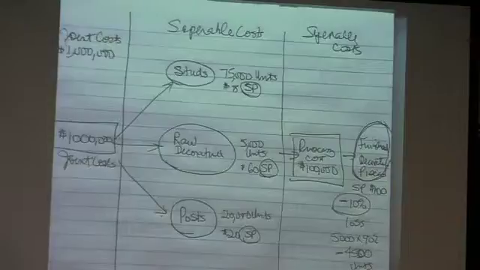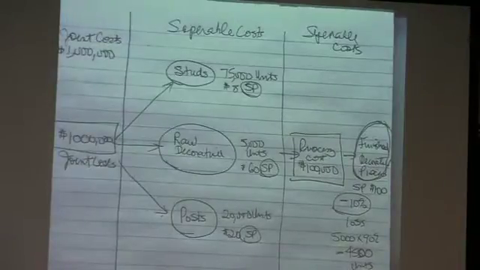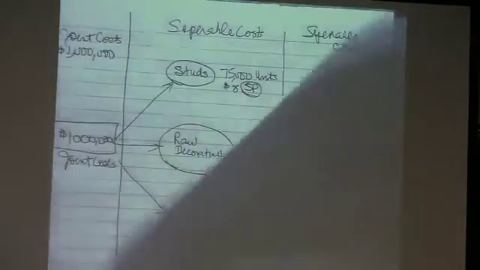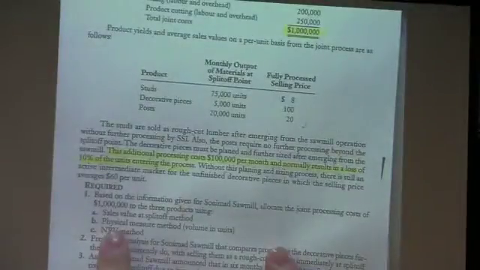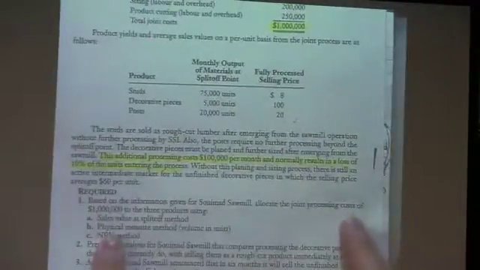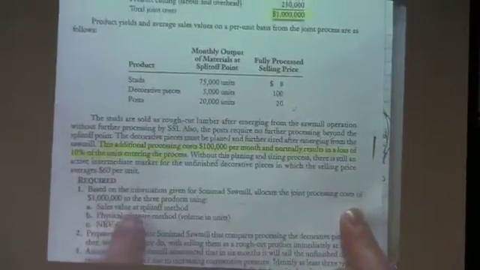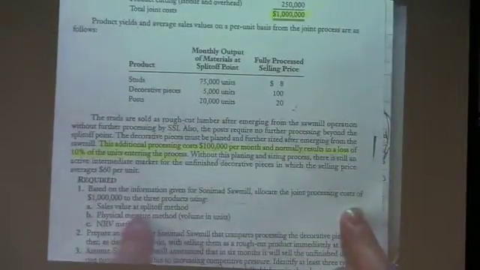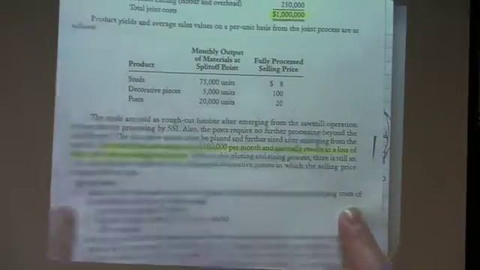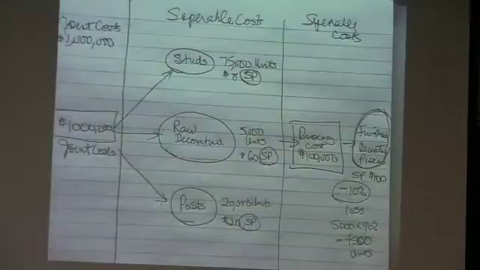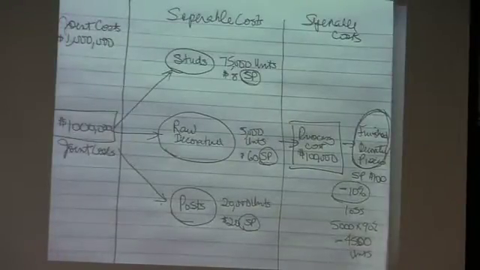Okay, so let's go back to the question. It says, based on the information given, allocate the joint cost of $1 million using sales value at split-off, physical measure, and the NRV method. Let's take a look at those three methods. Okay, so let's do the first one: sales value at split-off.